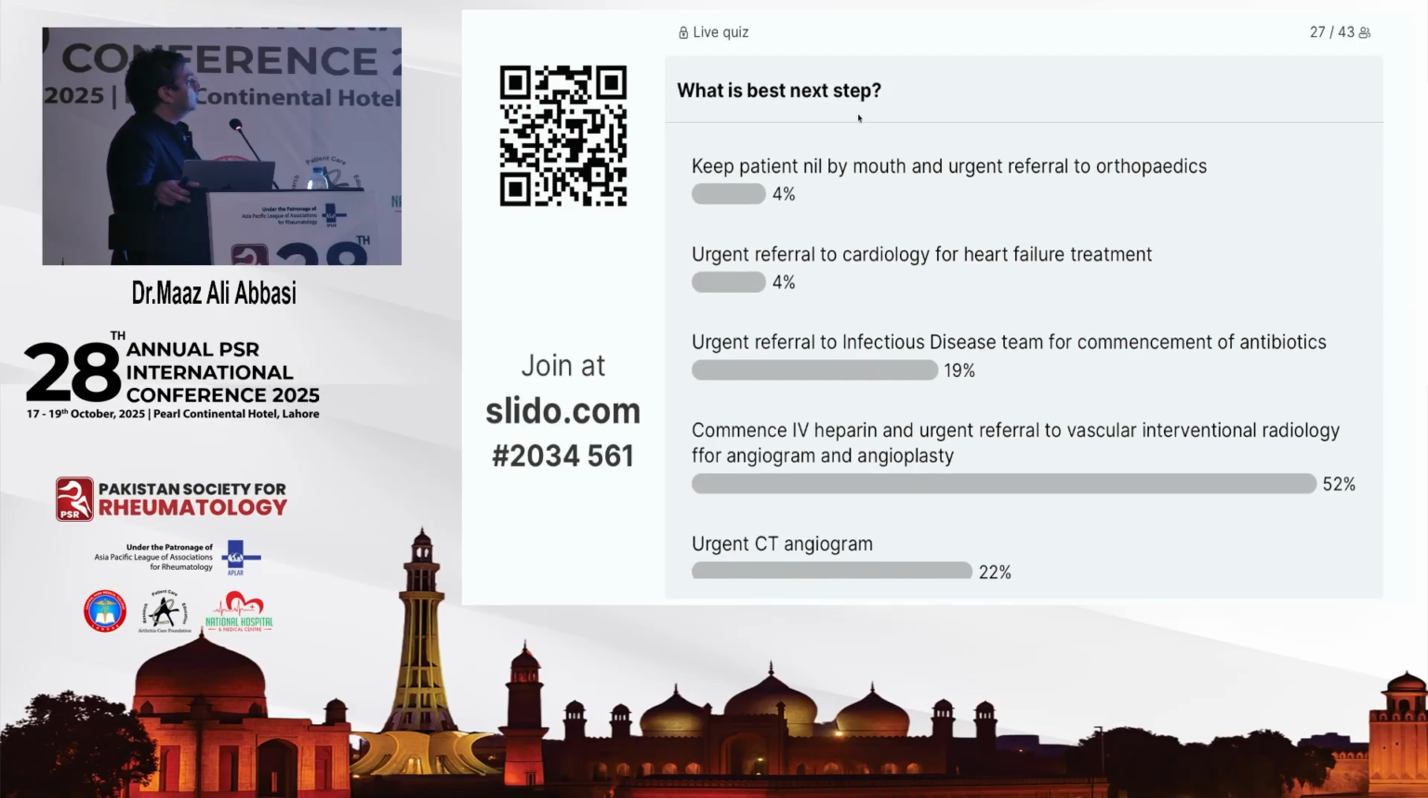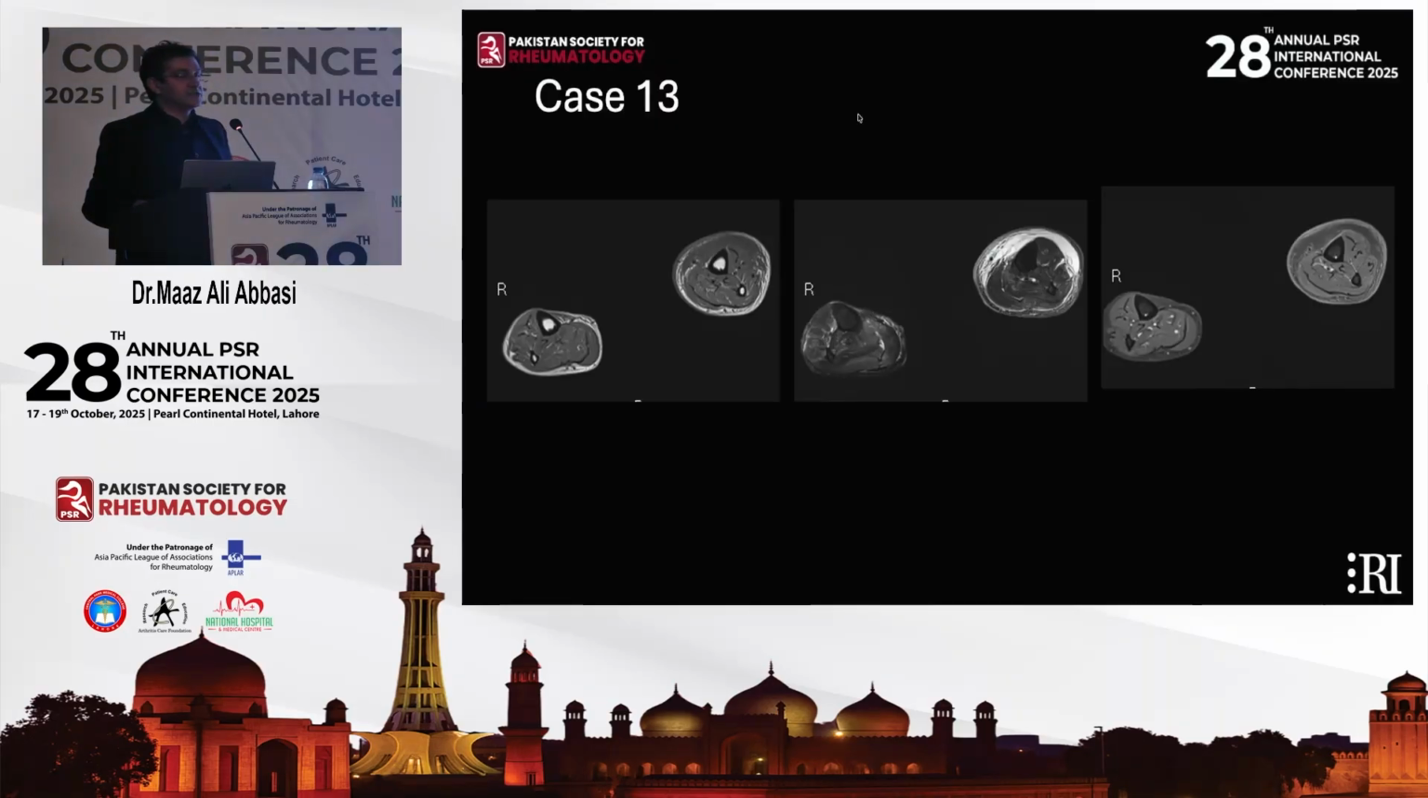Okay. Oh, gosh. Many people are going to miss this one. So the correct answer here is keep nil by mouth and refer to orthopedics. This is necrotizing fasciitis. All of the abnormalities are within the fascia. The bone is okay, the muscles are okay. This is very avid enhancement of the peripheral tissues, and everything in the middle is not enhancing because it's all necrotic. So this is a serious problem, and you need urgent fasciectomy for this one. So you keep nil by mouth, refer to orthopedics.